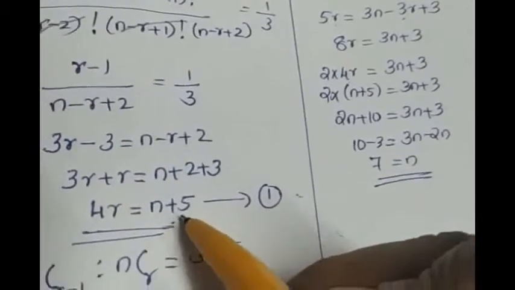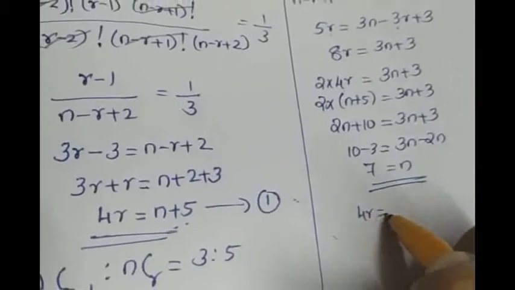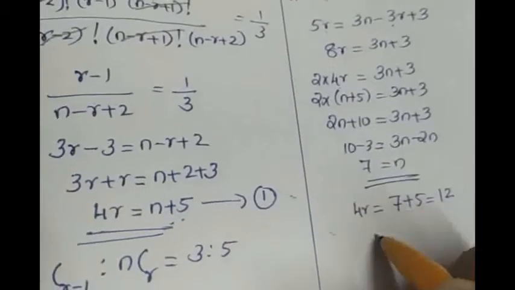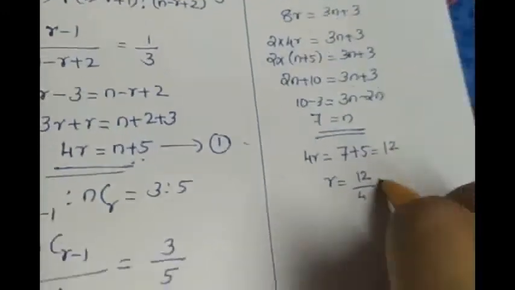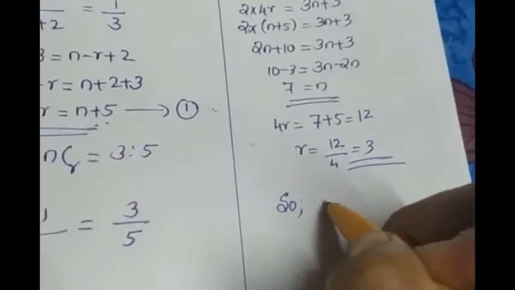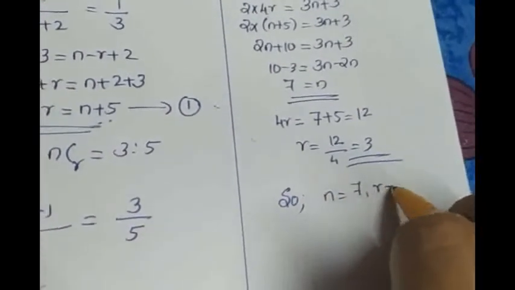To find the value of r, substitute here. So 4r is equal to 7, n is 7, plus 5, which gives you 12. And so r is equal to 12 by 4, which gives you 3. So the question was to find the value of n and r. So n is equal to 7 and r is equal to 3.